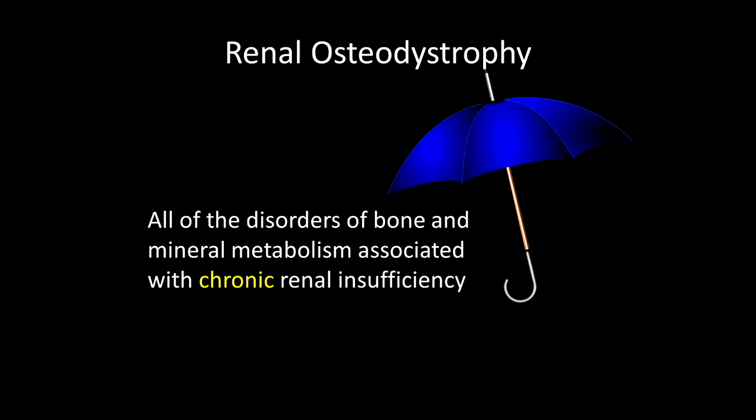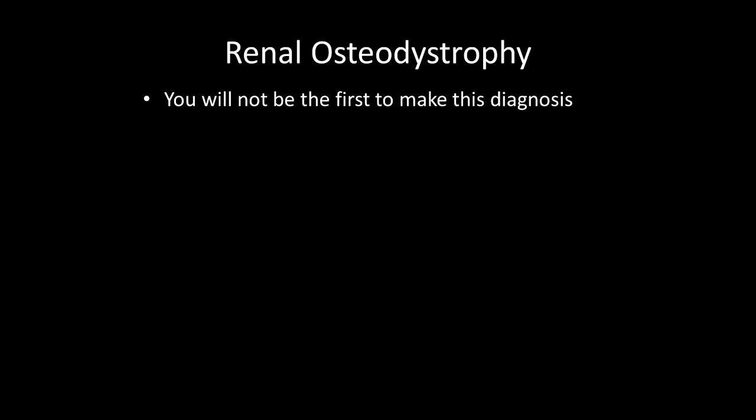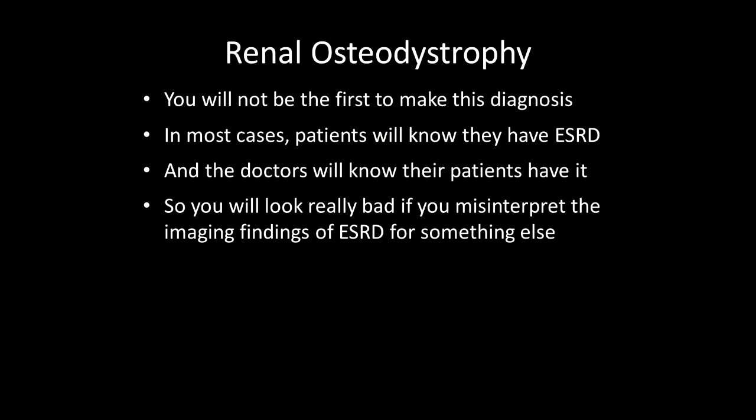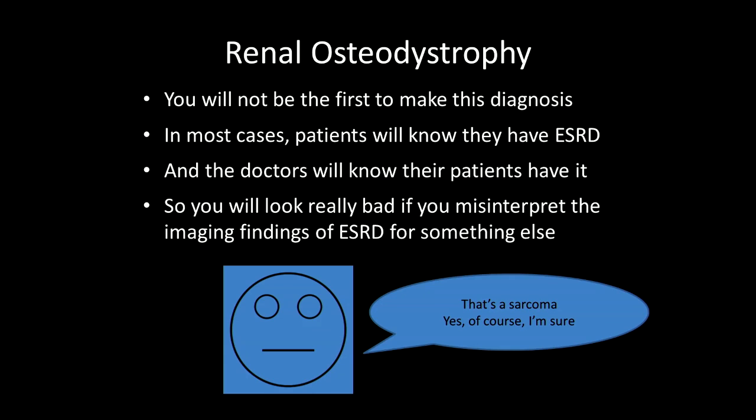So what is renal osteodystrophy? Renal osteodystrophy is all of the disorders of bone and mineral metabolism associated with chronic renal insufficiency. And the reason I stress chronic is because in most cases, you will not be the first one to make the diagnosis. Both the patient and their doctors will usually know that they have end-stage renal disease. On the flip side of that, however, you will look really bad if you misinterpret the imaging findings of end-stage renal disease and renal osteodystrophy for something more serious, like a sarcoma.